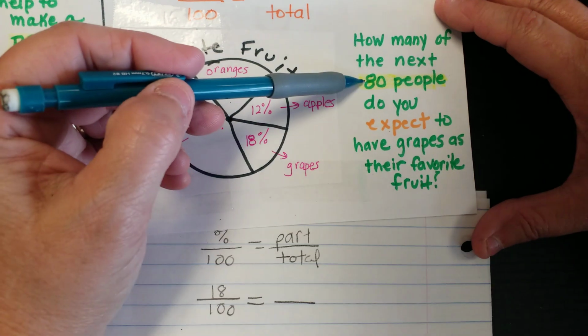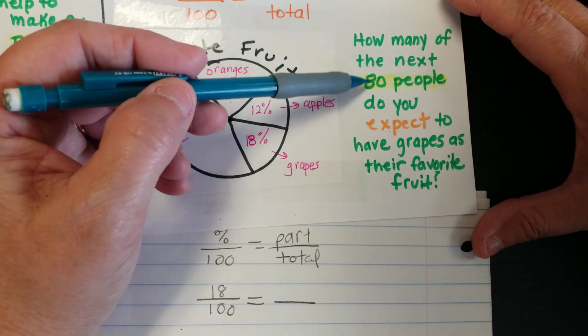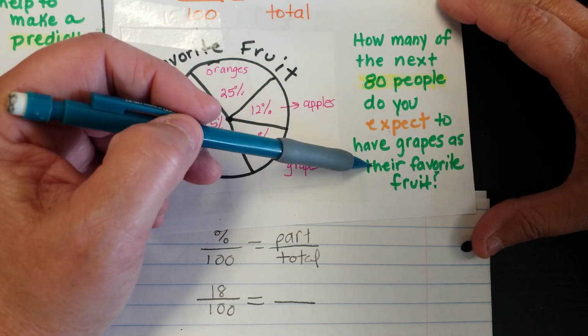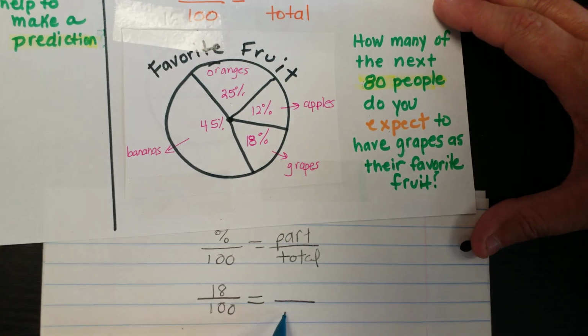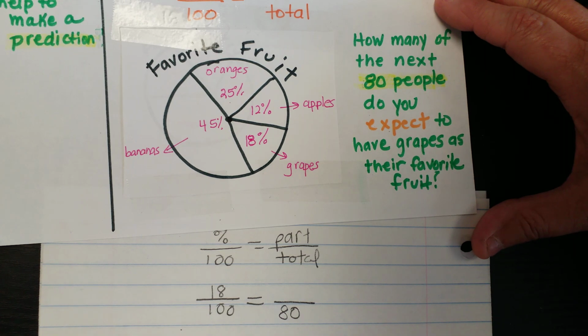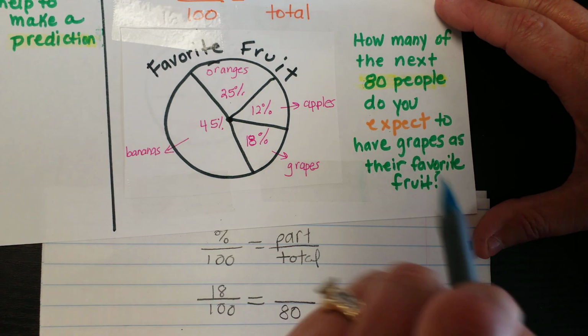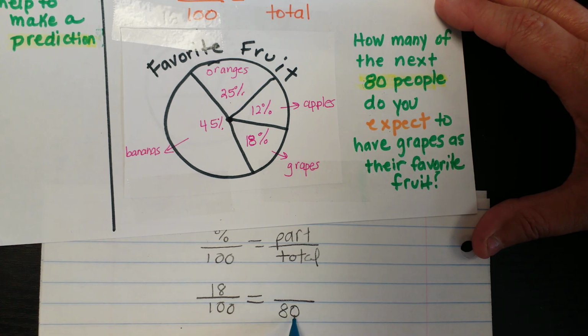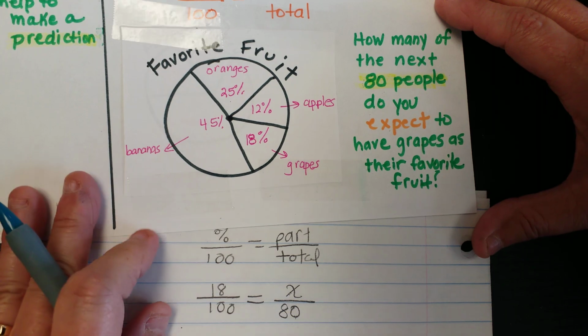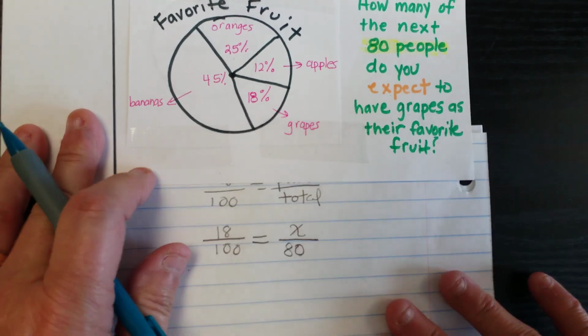So that's when this number comes into play. How many of the next 80 people do you expect to have grapes as their favorite? The number you are given here is the total number of people that they are trying to survey. So this number here given will always be the total. Now, 18% of them is how much? Well, that's the part that we don't know. That's where the variable goes.